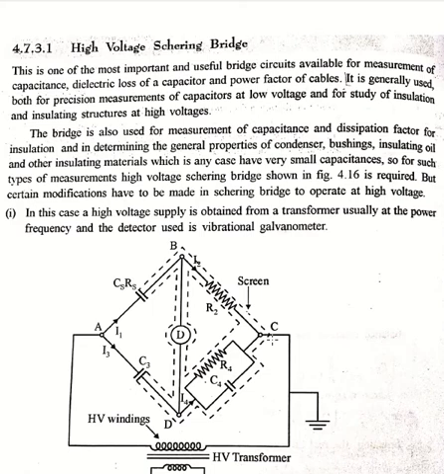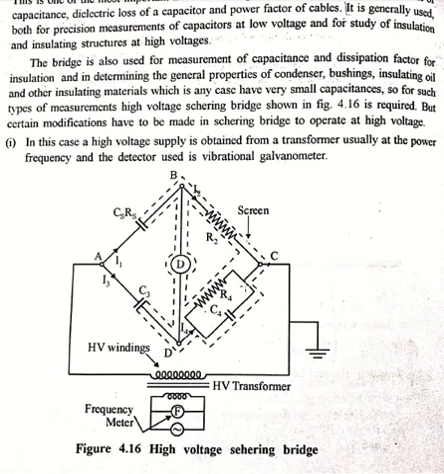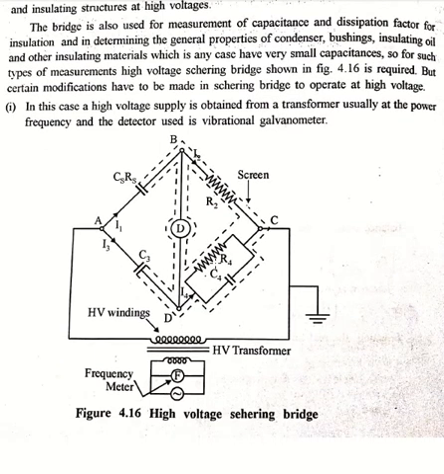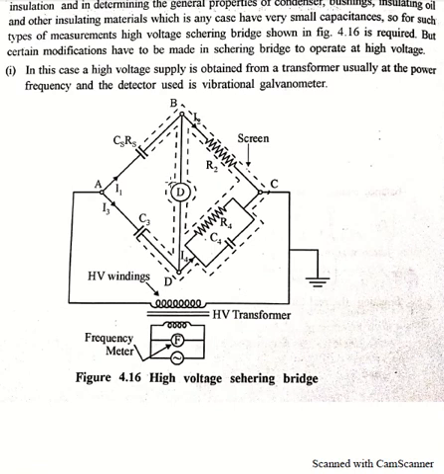Certain modifications have been made in a Schering bridge to operate at high voltage, which are as follows. In the case of high voltage, the supply is obtained from a transformer, usually at power frequency, and the detector used is a vibration galvanometer. Basically, here the detector is of a special type, of high sensitivity.